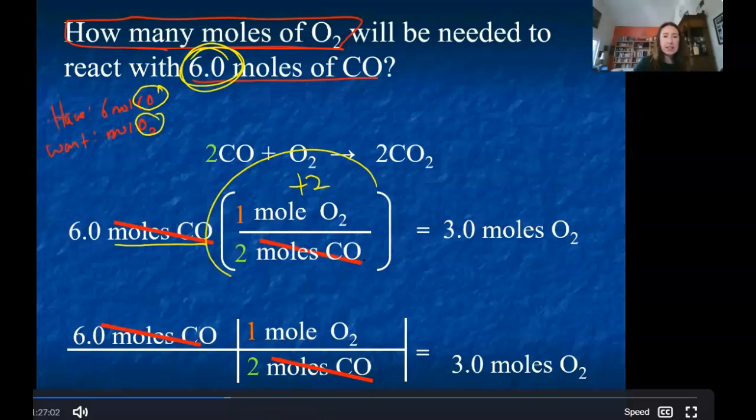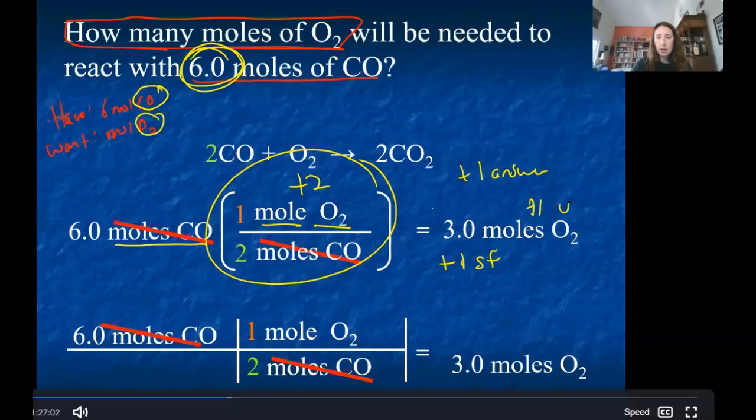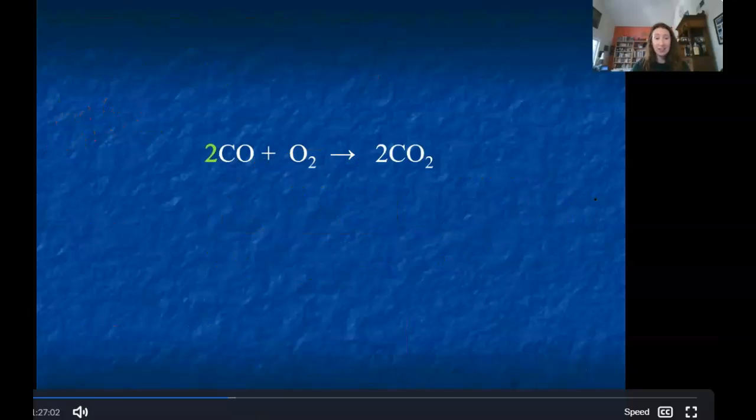Okay, so this with the label and the unit, plus 2, plus 1 for your answer, plus 1 for your sig figs, and plus 1 for your unit, right? So you need to have all of these pieces while you're doing it. Trust me, it's going to save you hours of agony if you do this versus not doing this, because you're going to get lost later on.